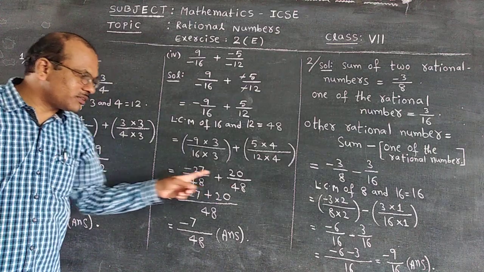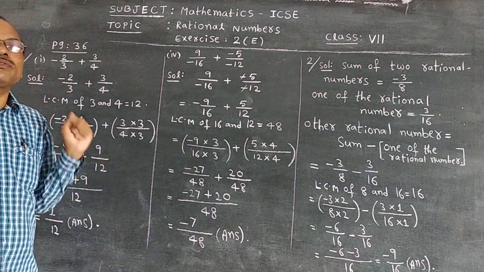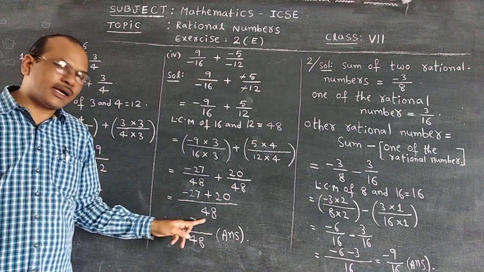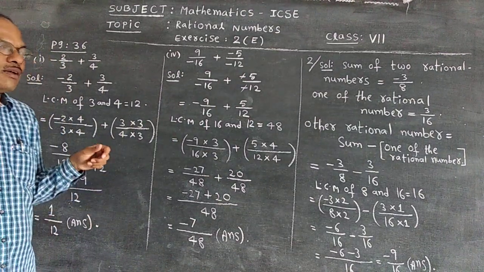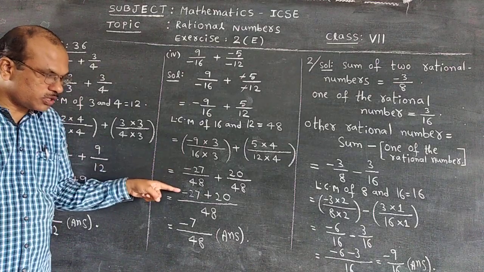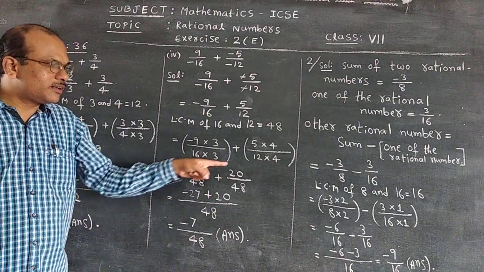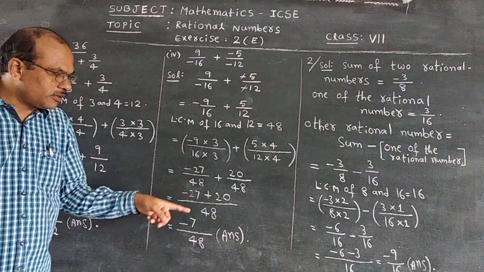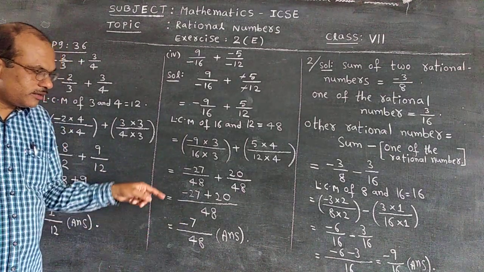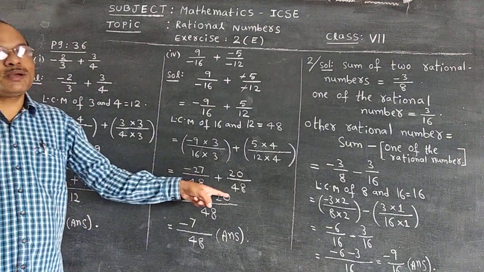Now both the fractions have the same denominator, that is 48. So 48 I have taken as common denominator. What are the numbers left in the numerator? Minus 27 plus 20. Clear for you? Then that 48 as it is written, minus 27 plus 20.